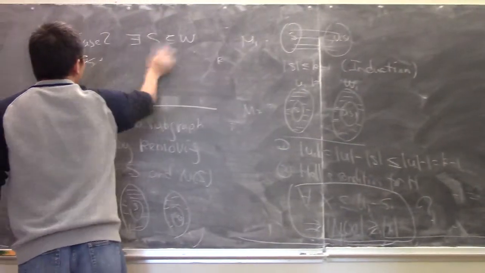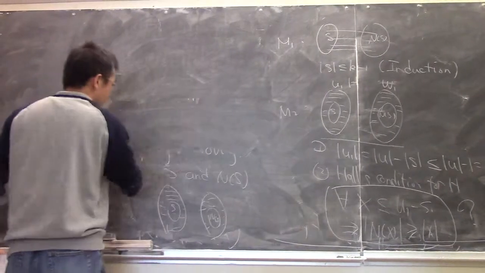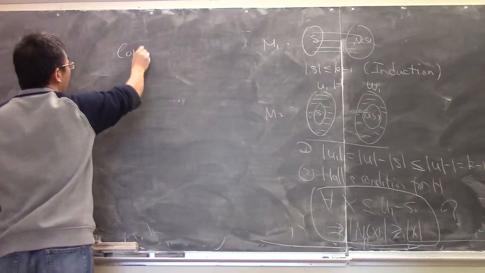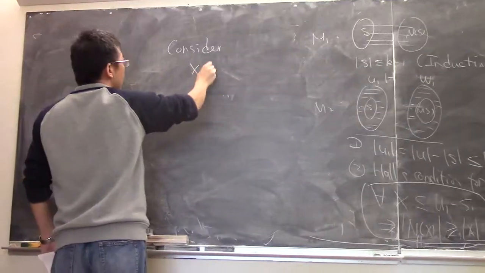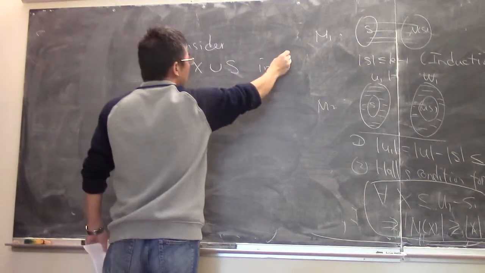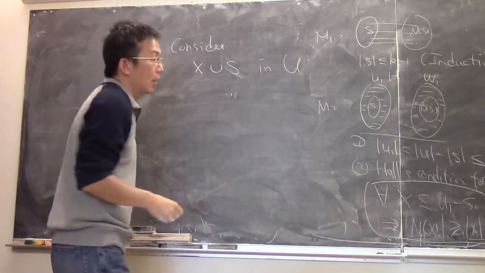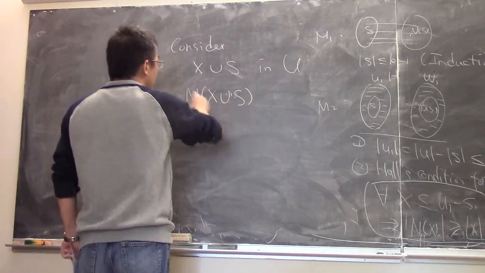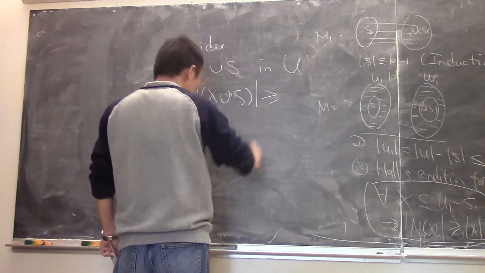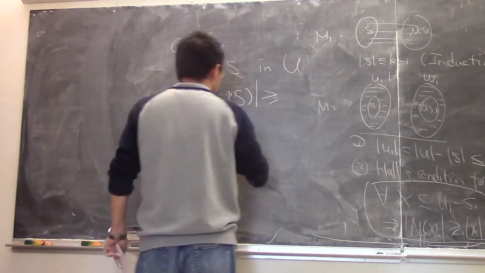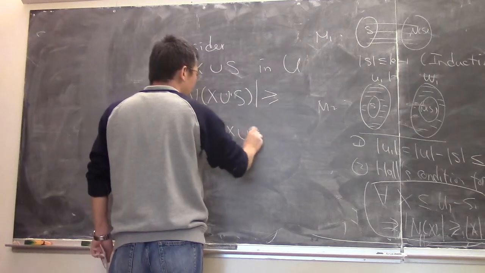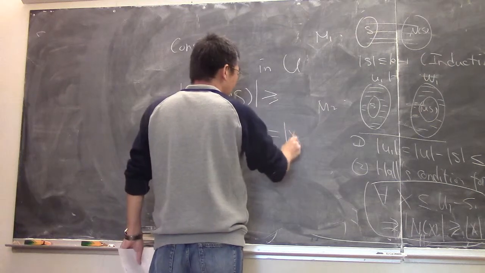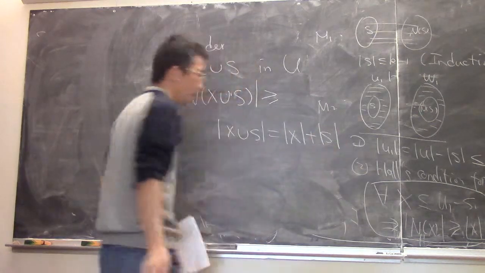So now let me do a little bit of computation here. I'm going to consider X union S, which is in U, right? And by Hall's condition, the neighborhood of X union S, cardinality is larger than or equal to the cardinality of X union S. But I know X and S, they are disjoint. So therefore, this is equal to the cardinality of X plus the cardinality of S.